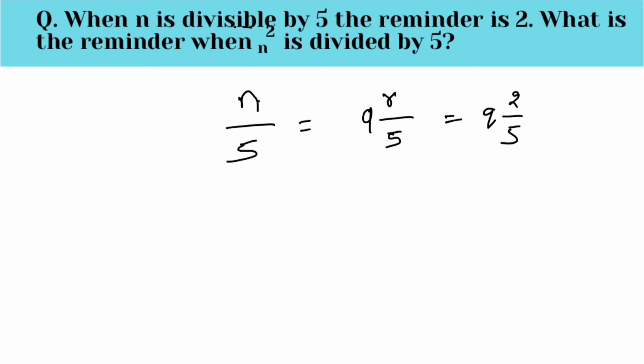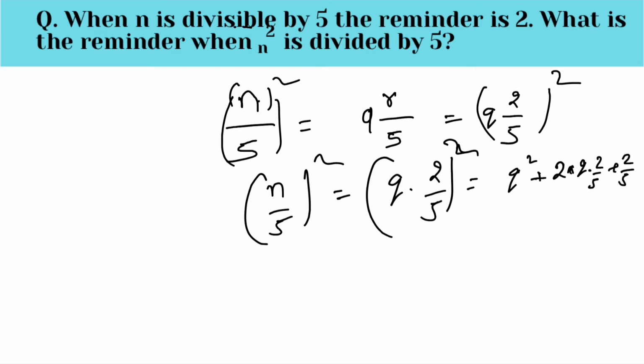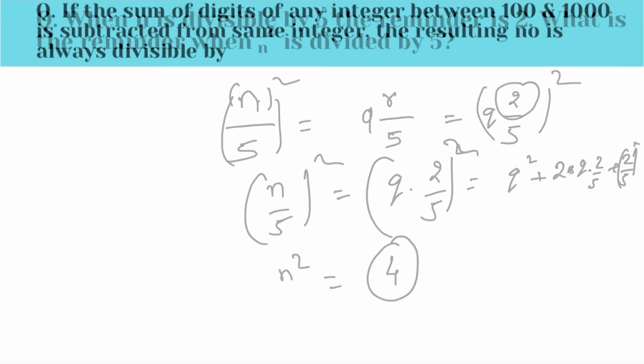So, n square means here we are squaring it. It means that this side also we have to square it. Okay. So, square it. So, now it becomes (n by 5) whole square is equal to (q plus 2 by 5) whole square. If I separate it, it becomes q square, plus 2 into q into 2 by 5, plus (2 by 5) whole square. So, it looks like the remainder got squared when the dividend got squared. So, the remainder for n square is, now it became 4. Fine. This is an important question.